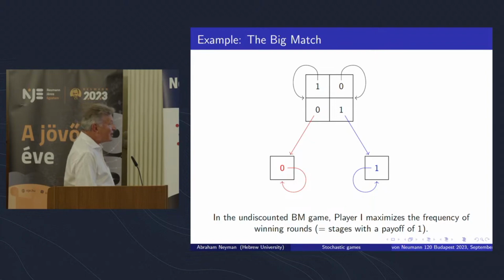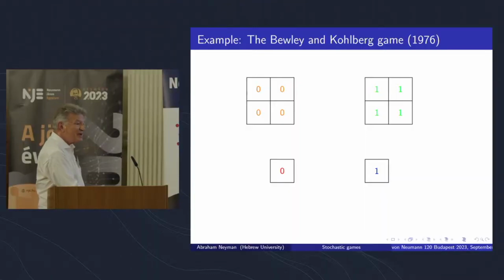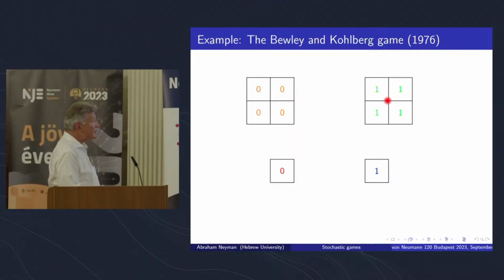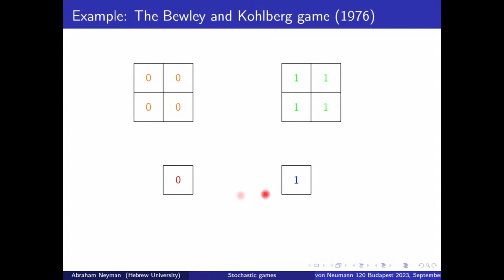In the undiscounted player, one maximizes the frequency of winning rounds, the rounds by which the payoff is 1. I'll show you another game very quickly, which is the Bewley and Kohlberg game, 1976, which has a slight twist on it. So you see that in this game, you have 4 different matrix games, 4 different positions. In each one, the payoff is specified.